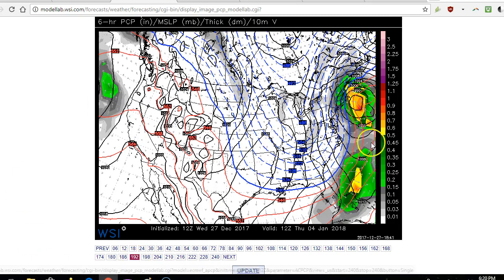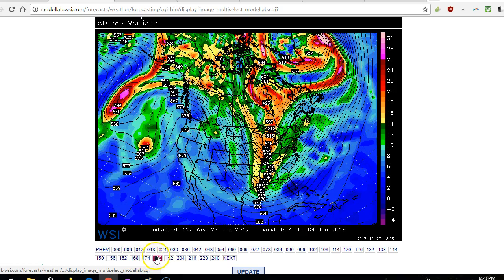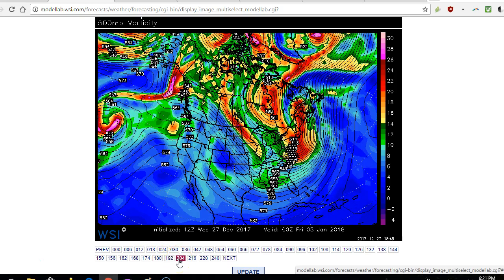Also notice that there was a lot of trailing energy too, which shows that there are some timing discrepancies too. Some of the ensemble members are actually a little bit slower with the evolution. So the European shows the storm January 3rd to 4th, but some other ensembles are more like January 4th to 5th. So there's a lot of details that still need to be ironed out with the storm threat so far away. With the true negative tilt to the trough not taking place till January 4th into January 5th.